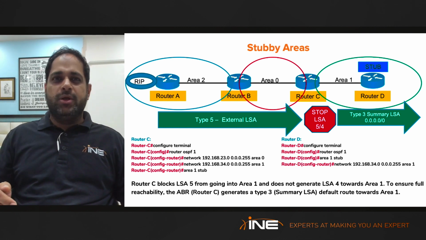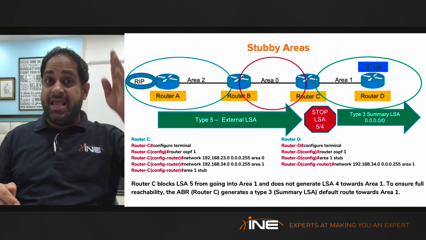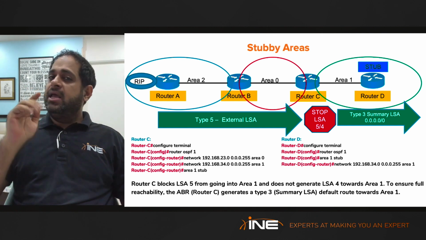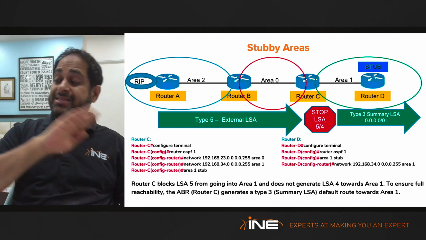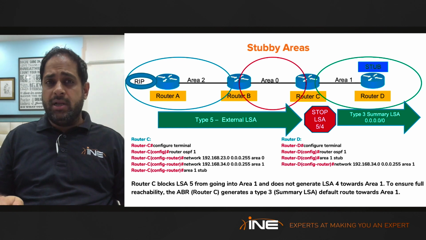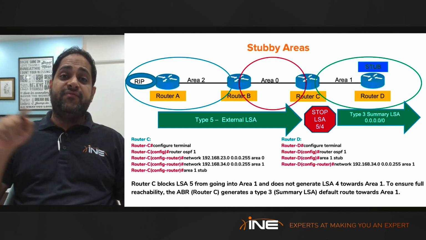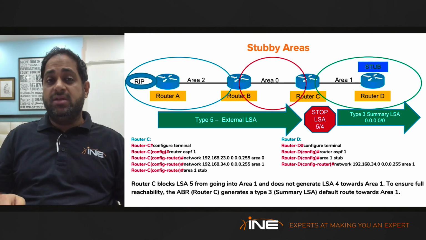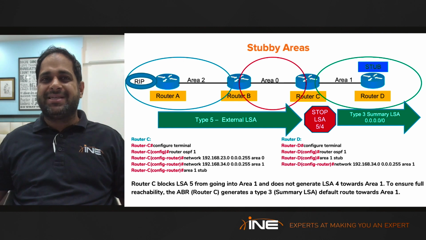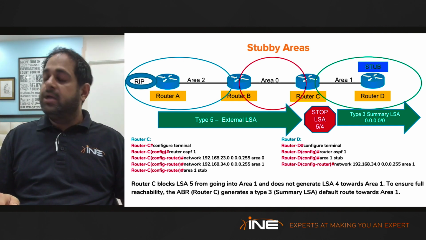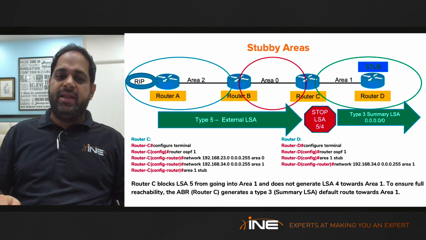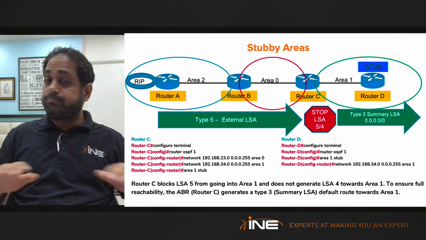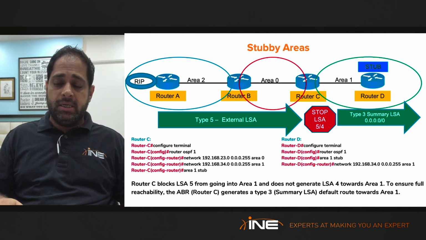But now what's going to happen is that C, which is the ABR, as soon as he gets LSA 5, he blocks that. He does not generate LSA 4, or he does not send LSA 4 in area 1. Instead, he sends a default route to that area, which is a type 3 default route, so that those routers can still reach the external network. This is stubby area. So in stubby area, only type 5 and type 4 is blocked. That's the only thing which is blocked.